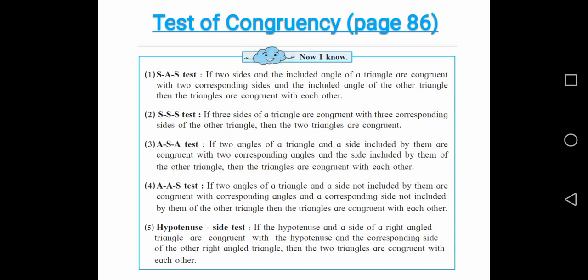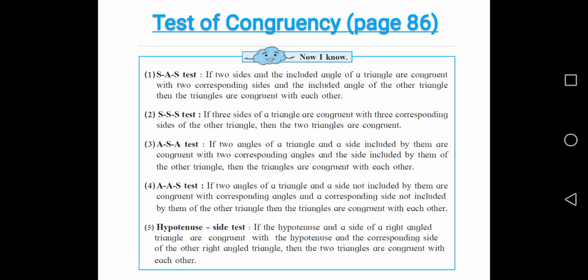S means side, A means angle. Now come forward to the third test, that is angle side angle test. If two angles of the triangle and a side included by them are congruent with the two corresponding angles and a side included by them of the another triangle, then those triangles are congruent with each other. मतलब कोई दो triangles के अंदर अगर दो दो angles और वन साइड कॉन्ग्रुएंट में दिख रहा है, इक्वल मेजरमेंट दिख रहा है, तो वो ट्रायंगल्स कॉन्ग्रुएंट दिखाएंगे कौन से टेस्ट के मुताबिक? According to the ASA test, that is angle side angle test.